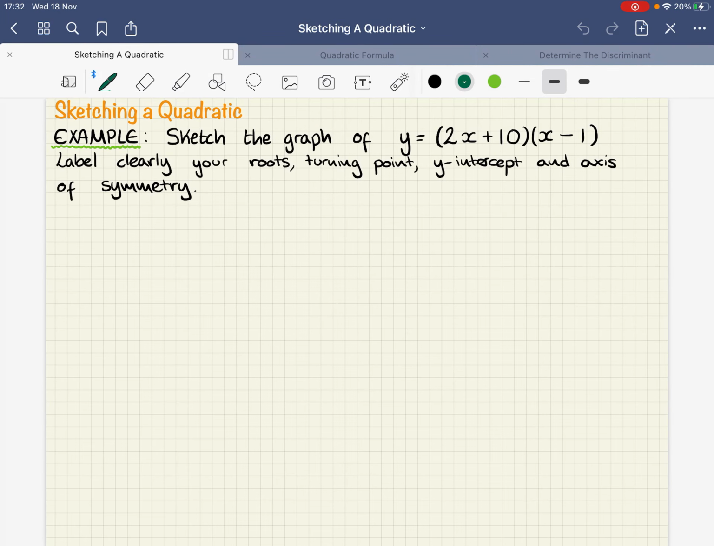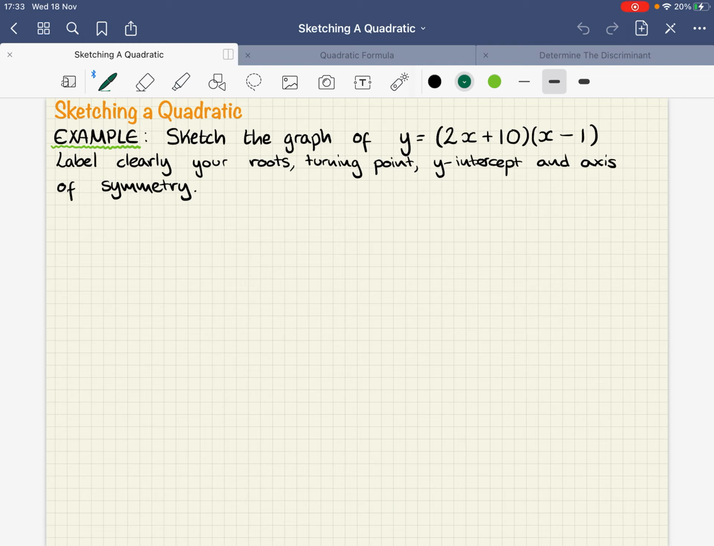Okay, so here we are onto sketching a quadratic. Now this is going to take all the knowledge from the previous couple of videos and pile it into one thing. So we're being asked to sketch the graph of y equals (2x + 10)(x - 1). Label clearly your roots, turning point, y-intercept, and axis of symmetry.